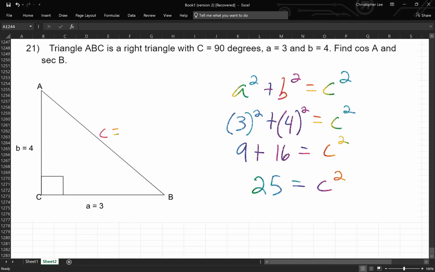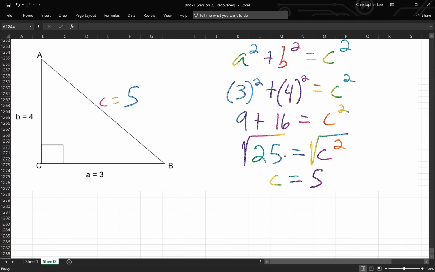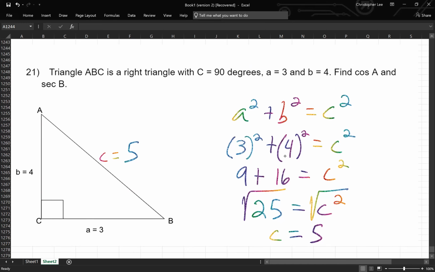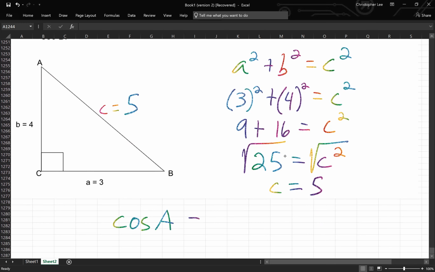Now how do I get C? You square root both sides, right? Light work, so what's C? Easy. So wait, tell me something. What's cosine of A? What's cosine of A? Yeah, so what's the answer? Done. That's 50% of the credit right there.